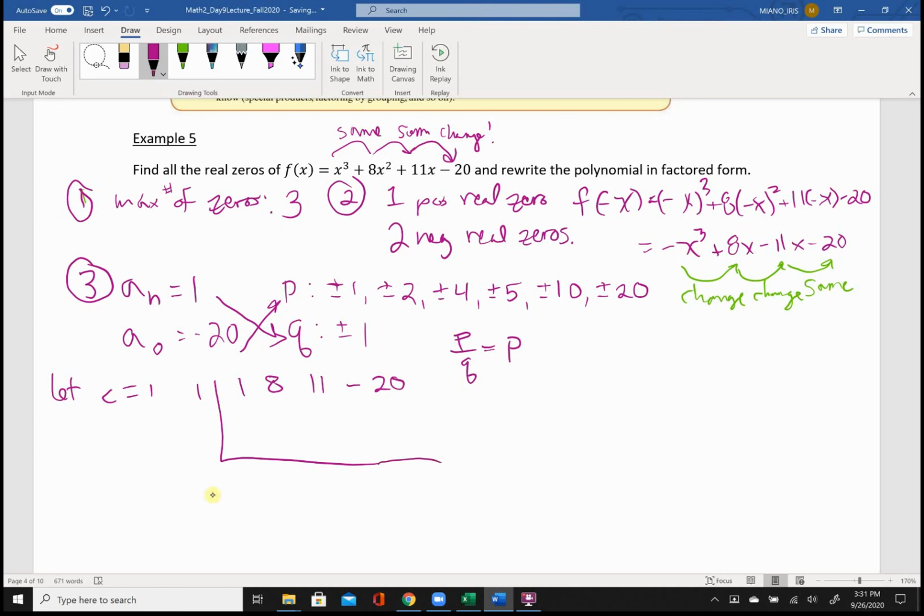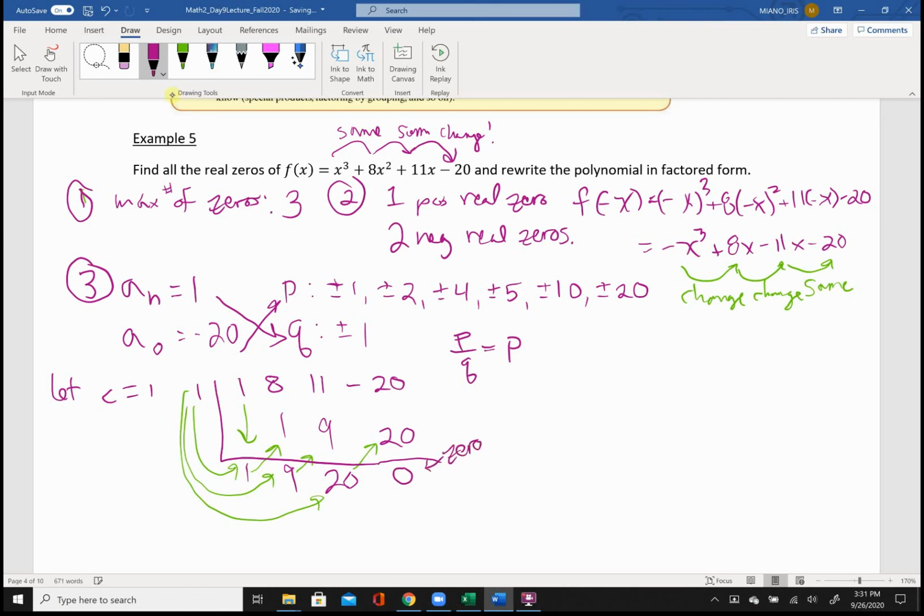Okay, let's go through the process. The first thing you do is drop down that 1, and then multiply through the 1 to the 1, and it becomes a 1 right here. 8 plus 1 gives you 9. Multiply through again, and you get 9 in this position. 9 plus 11 is 20. Ooh, you guys see what's going to happen here? Oh, that was lucky. You might not get it the first time, but we did, because check this out. We have a 0 remainder.